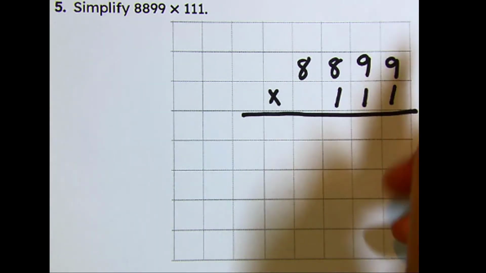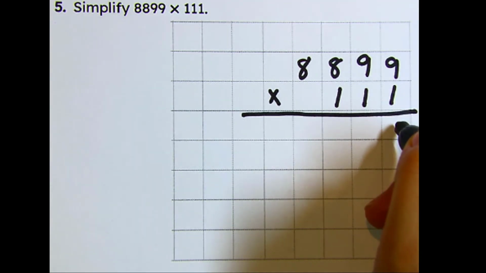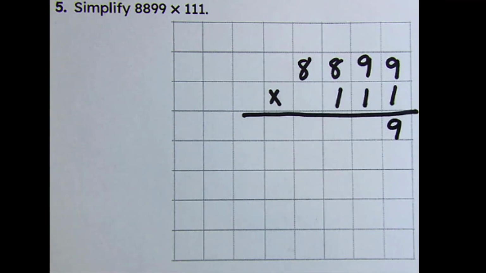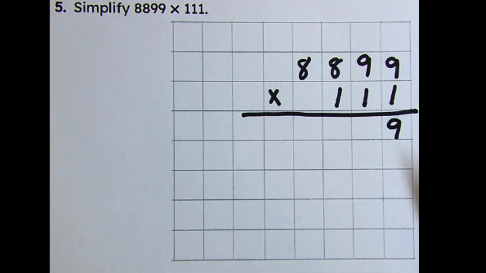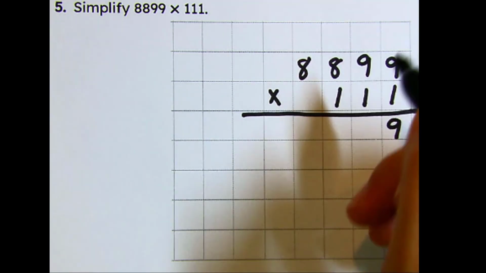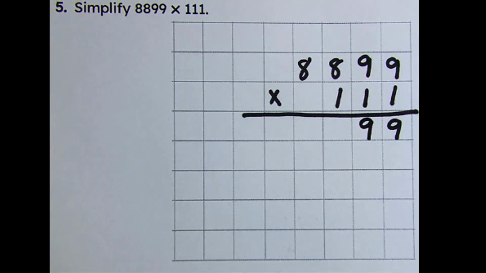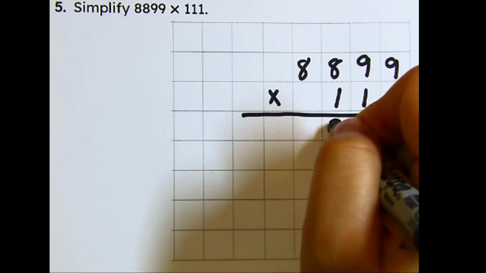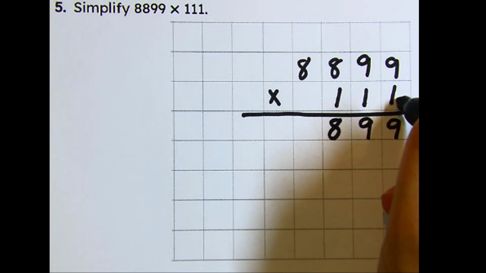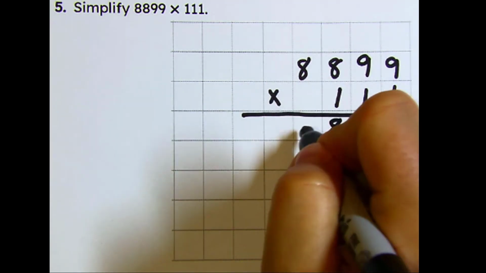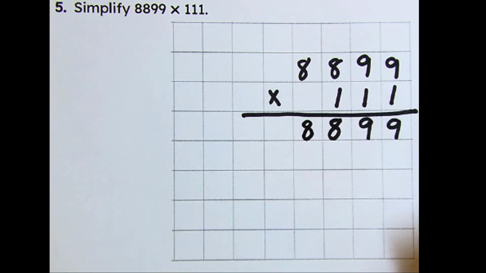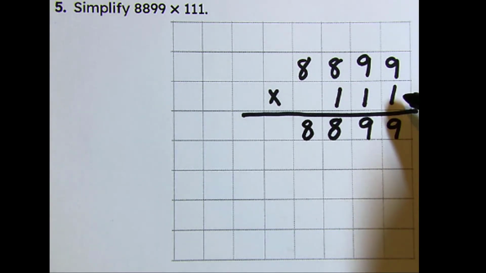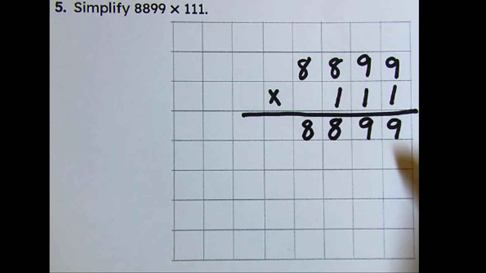1s times 1s is 1s. 9 times that 1 gives me 9. 1s times 10s is 10s. 1 times 9 is 9. 1s times hundreds is hundreds. 1 times 8 is 8. And then 1s times thousands is thousands. 1 times 8 is 8. So if I multiply 1 by 8,899, it makes sense. I get 8,899.